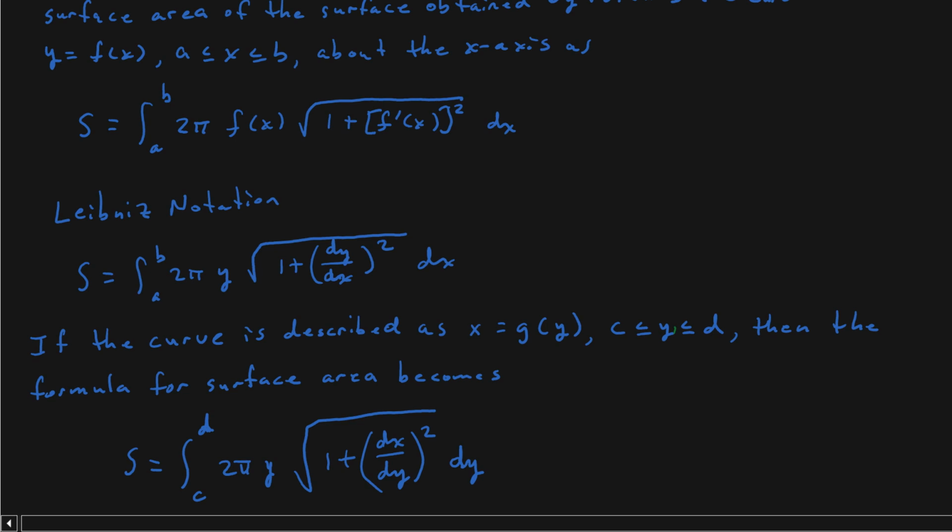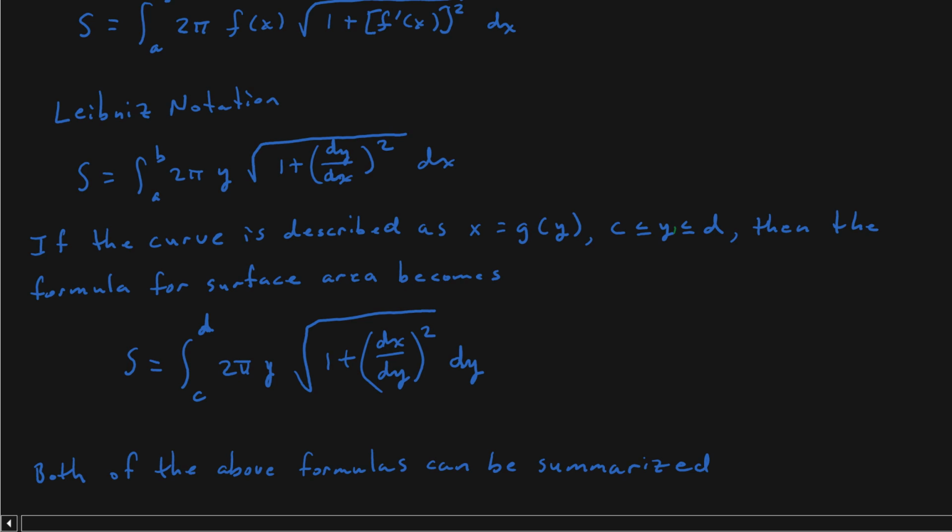And we've got just the different notation, the Leibniz notation. You can see it's the same. Instead of f of x, they use y, and they use dy/dx instead of f prime of x. It's the same thing. And if the curve is described as x equals g of y, where x is written as a function of y, and y is between c and d, then the formula for the surface area becomes S equals the integral from c to d of 2 pi y times the square root of 1 plus dx/dy squared dy.